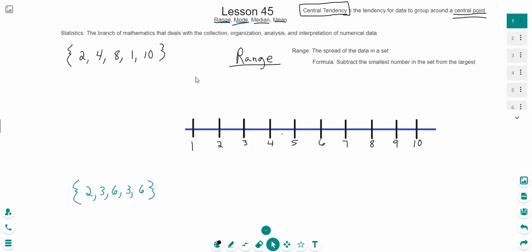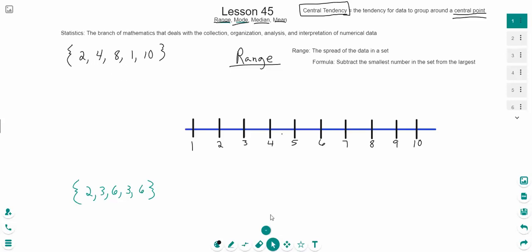Do we start really small and get really big? Are we all in kind of the same area? What is the spread of the data? And to determine that, the formula is simply to subtract the smallest number in the set from the largest. Okay? Now, some sets are not ordered. So this one we have kind of all over the place. We have our data points that are all over the place. We have some larger, some smaller.